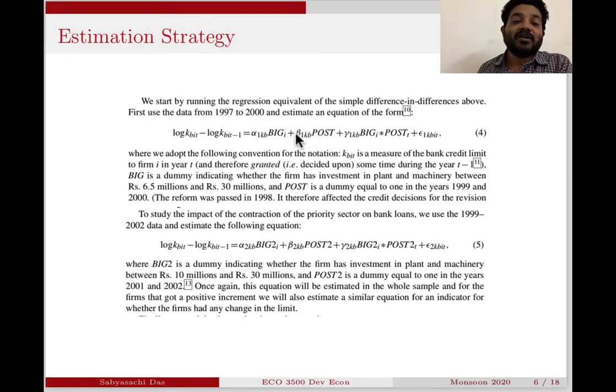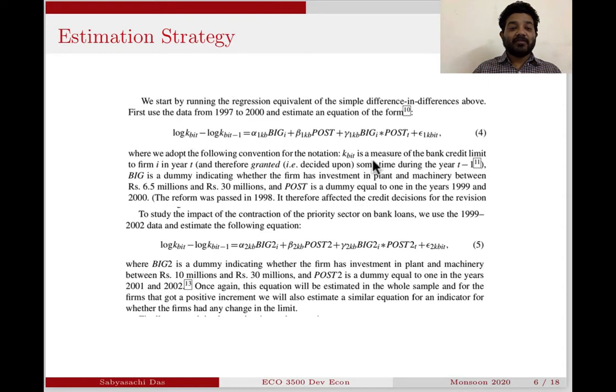So post is the growth rate in capital in the post period for small firms relative to their growth rate in the pre period. And big times post, so gamma captures whether the big firms' growth rate in capital is differentially larger or smaller in the post period compared to the small ones. That's the interpretation of gamma, and that's what they want to see.